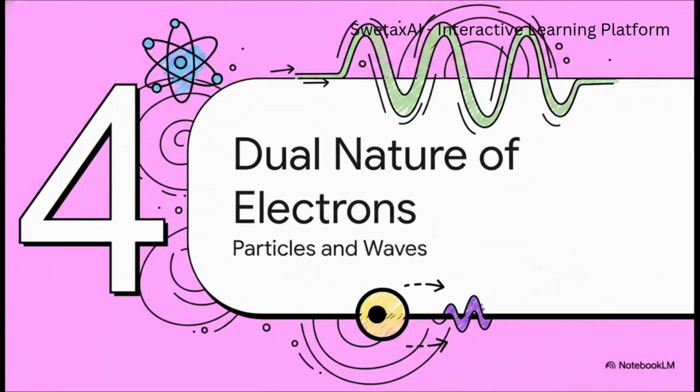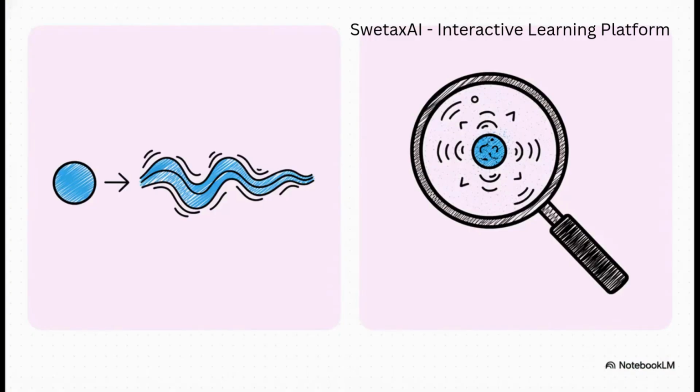Moving right along, section 4, the dual nature of electrons. So Bohr's model was fantastic for hydrogen, but it kind of fell apart for bigger atoms. We have to ask ourselves, wait, what if electrons aren't actually just tiny planets orbiting a sun like Bohr thought? In the 1920s, two massive ideas completely shattered that planetary model.